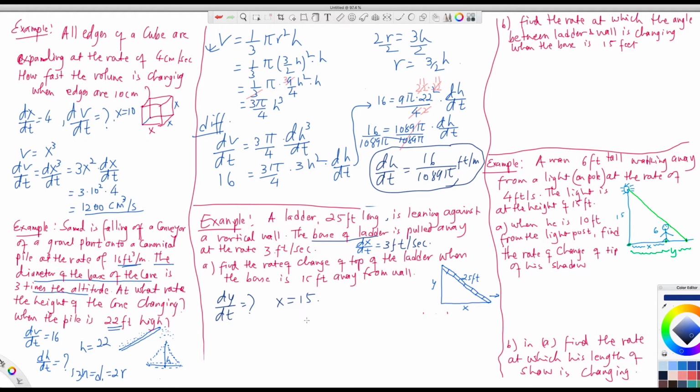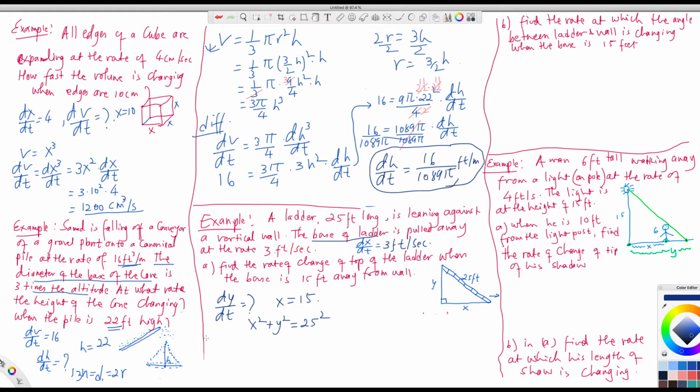Okay, so how do I find that? We need to find the relationship between x and y, so that we can use this, right? So look at this. This is a right angle triangle, right? Because the wall is vertical. So we can use the Pythagoras theorem, right? If you use the Pythagoras theorem, what does that say? It says that x squared plus y squared equals 25 squared, right? That is basically the Pythagoras theorem.